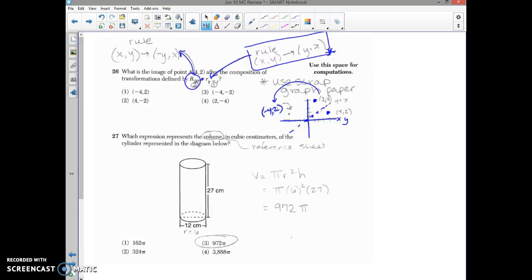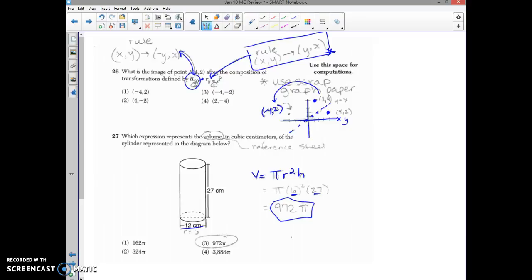Okay, I only have about 40 seconds. Start with your volume, pi r squared h. Simple substitution, but make sure you're using the radius and not the given diameter here. The height, and this was the answer. Did not have to multiply that out times pi.